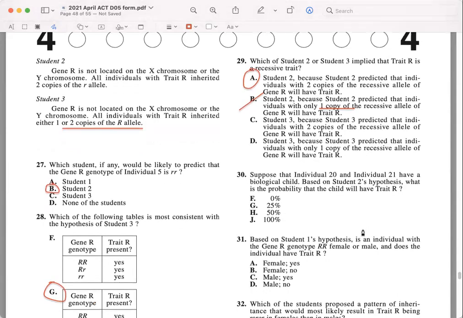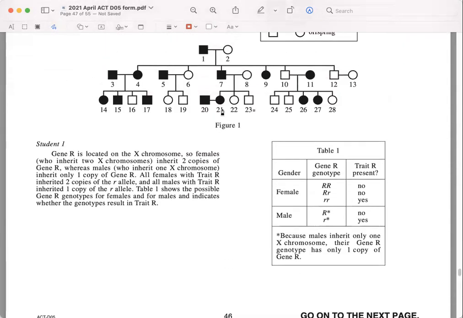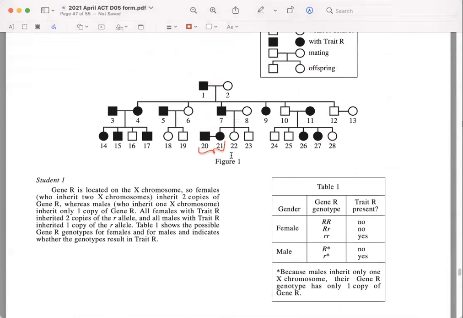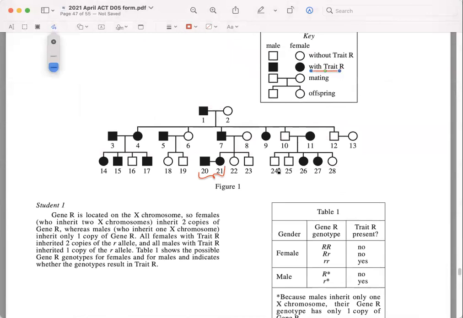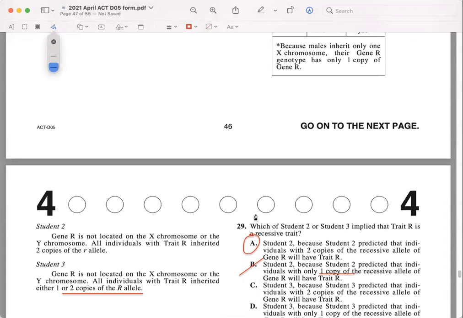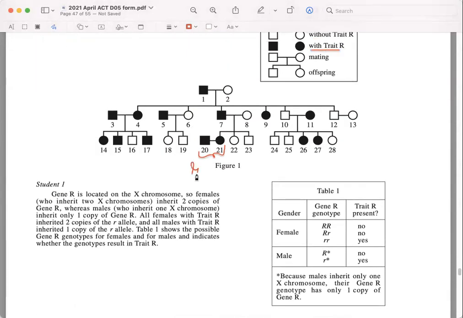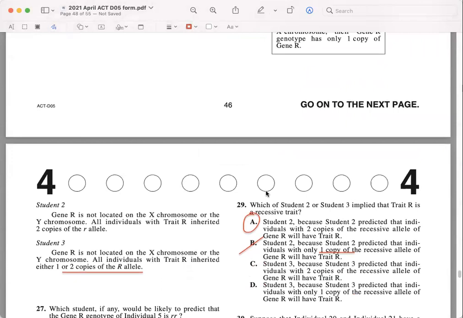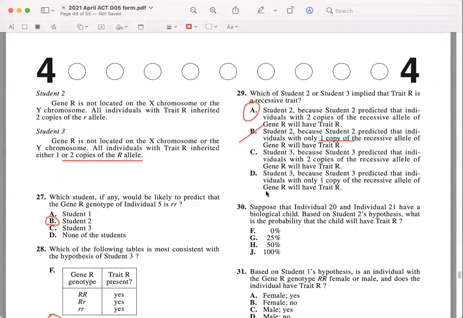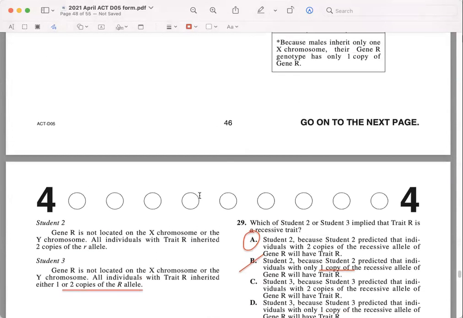Suppose that individual 20 and individual 21 have a biological child. Based on student 2's hypothesis, what is the probability that the child will have trait capital R? Okay, individual 20 and 21. Okay, so 20 has trait R, which means that it's small r and small r, according to the second student. Wait, I'll just write it with my pen. Right, and 21 is also small r and small r, right? Because the trait R is present when... so the biological child will obviously inherit two copies. So the probability that the child will have trait R is 100%. Yeah, because both parents have two copies of the allele.